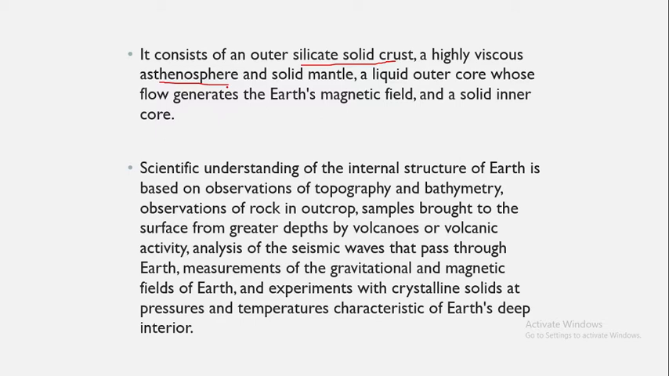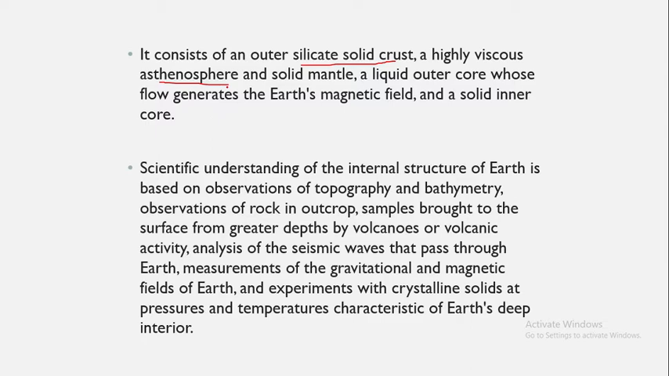So it consists of an outer silicate solid crust, a highly viscous asthenosphere, and a solid mantle, a liquid outer core whose flows generate the Earth's magnetic field. So what is responsible for the Earth's magnetic field? It is nothing but the liquid outer core. So remember that the core region is divided into two. Outer core is liquid and inner core is solid. Only one layer of the Earth acts as a liquid layer, that is the outer core. Then the inner core, of course, is a solid material.